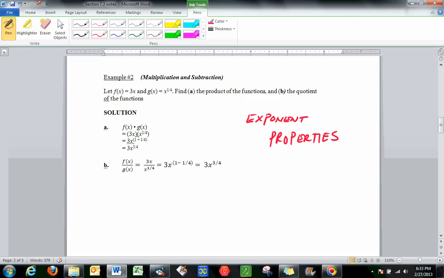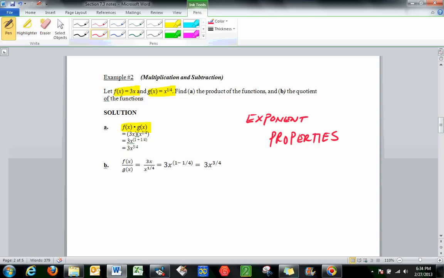And so if you look at the first two examples, we have f of x times g of x, and again this time f of x and g of x have been defined for us, and the combination of the two in this case is through multiplication. And so 3x times x to the 1/4 requires us to multiply the x values together, which means we have to add the exponents.